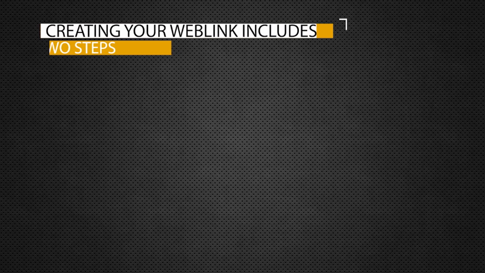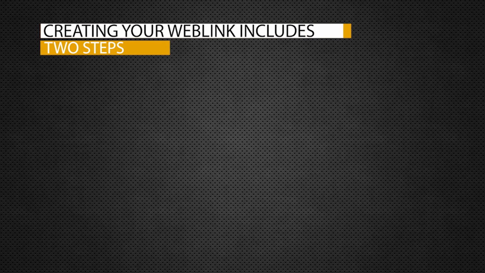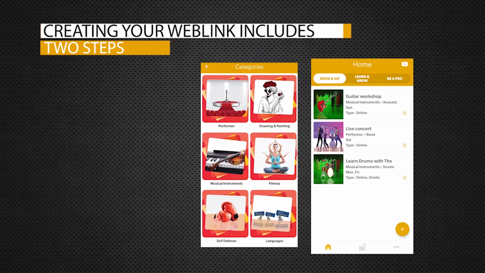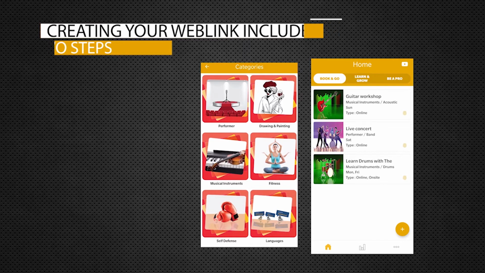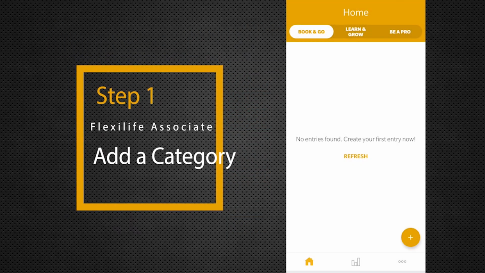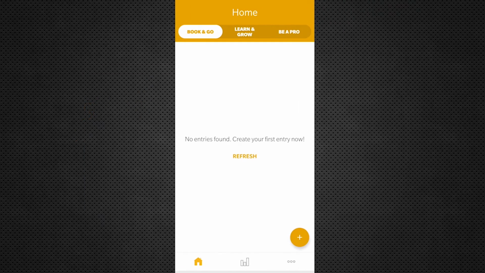Creating your web link on the flexilife.in website is divided into two simple steps in the Flexilife Associate application. Step 1 is adding categories or services that you offer, and Step 2 is creating unlimited entries, that is, courses, events, workshops, or even your self-profile. So, let's start with the first step of adding categories that you offer.